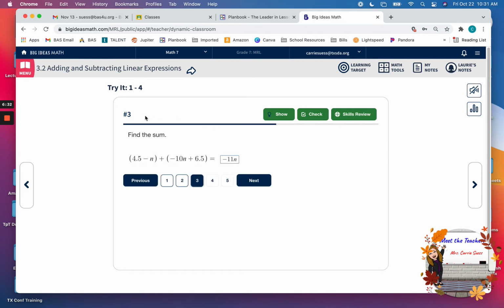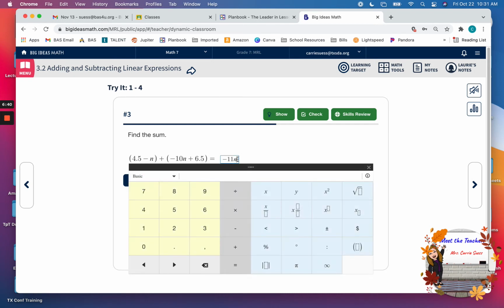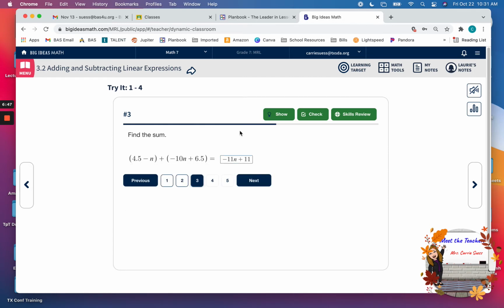Okay, and then Elliot, what are my other like terms? 4.5 and 6.5. They're both positive, so add them together, what do you get? 11. So you're going to say plus 11. Negative 11n plus 11. Does that make sense? Any questions on how this was done? Ask a question if you have it. I can't help if you don't ask.